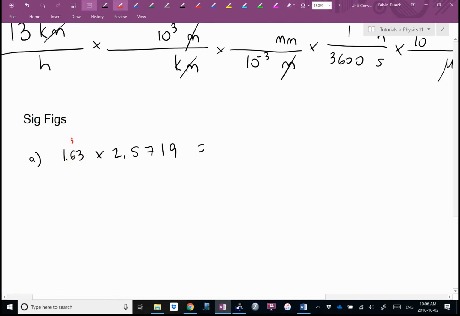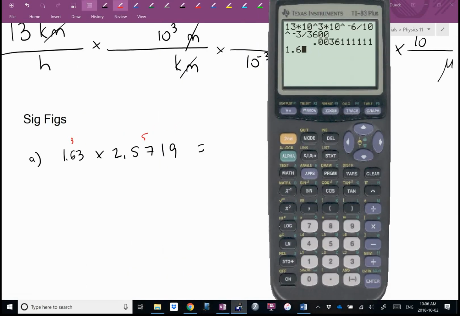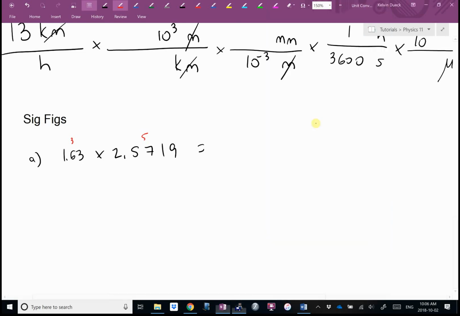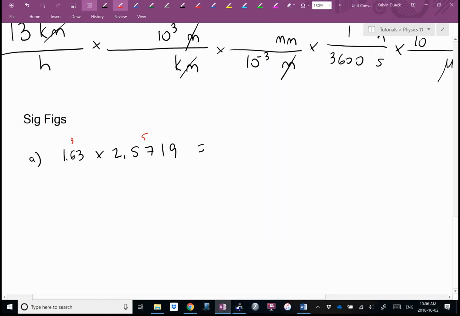I usually write down small, either above or below. How many sig figs in the second number? I'm going to round to 3 sig figs. Do I do any rounding before I go to my calculator? So I'm going to type this in as is. 1.63 times 2.5719. How many sig figs? 3. So the third sig fig, 1, 2, right there, that 9. Is that 9 going to stay a 9 or become a 0? 4.19.